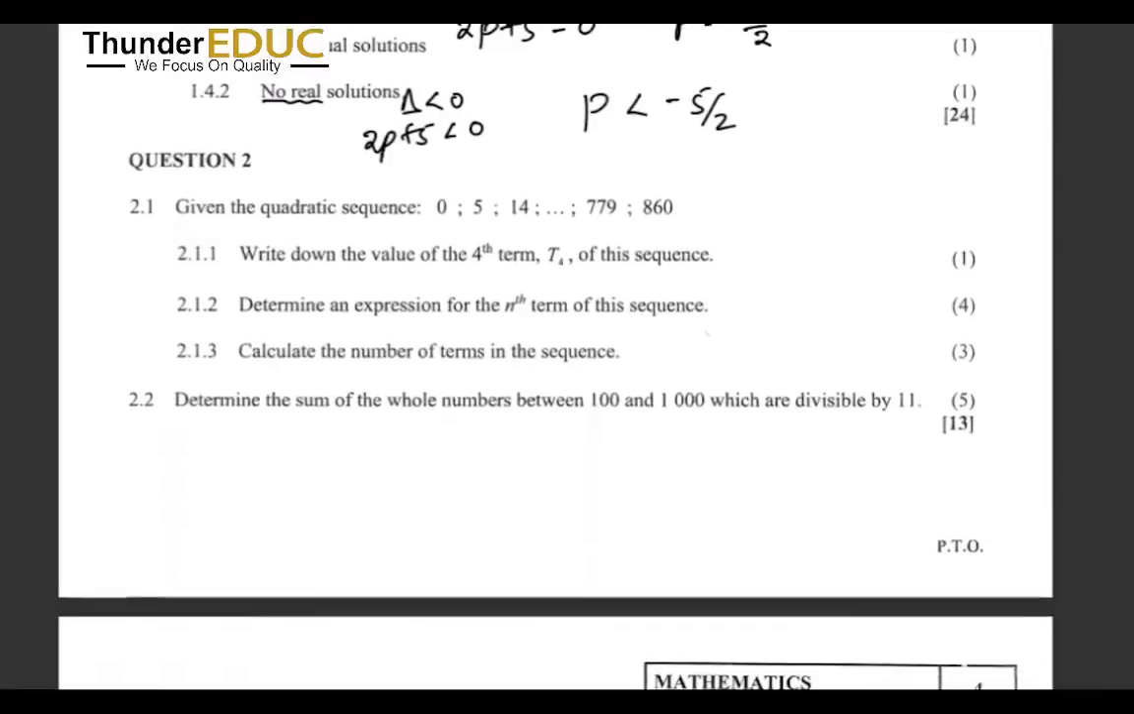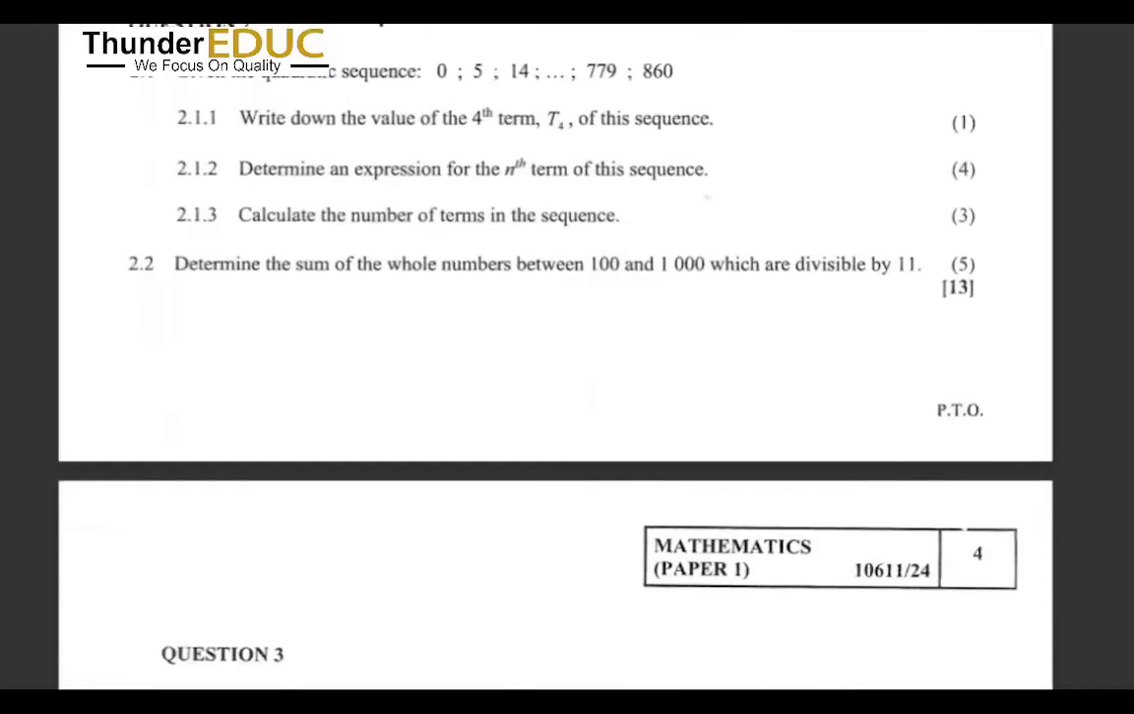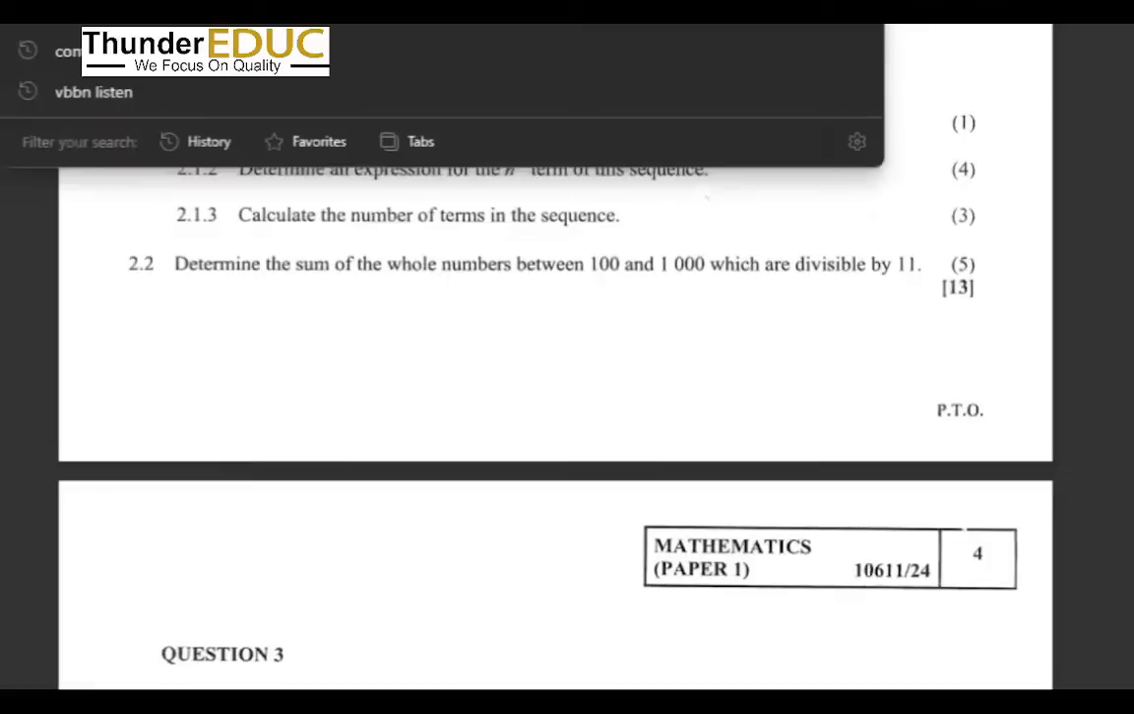Question number 2. Telling us that the quadratic sequence of 0, 5, 14, and so on, and then the last term is 860. They want us to get the 4th term. So we need to find out that we are adding just 5. We are adding a 9. And then when we look at this, there's an addition of a 4, which means we can add a 4 there. We get a 13, and then 14 plus 13, that gives us a 27. So T4 is 27.